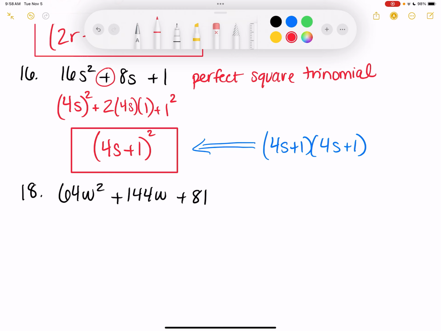Yep, so this would be 8w, and that whole thing squared. And the last one is 9 squared. So then the middle term is the first term times the second term times 2, to show you that it's a perfect square trinomial.